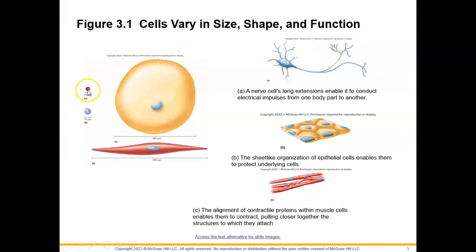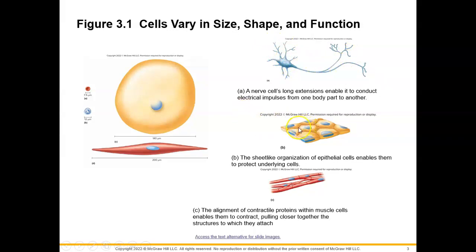Here's a small red blood cell and a slightly bigger white blood cell. Here's a fairly typical cell, and here's an elongated muscle type of cell. Neurons have these weird extensions that come off of them.